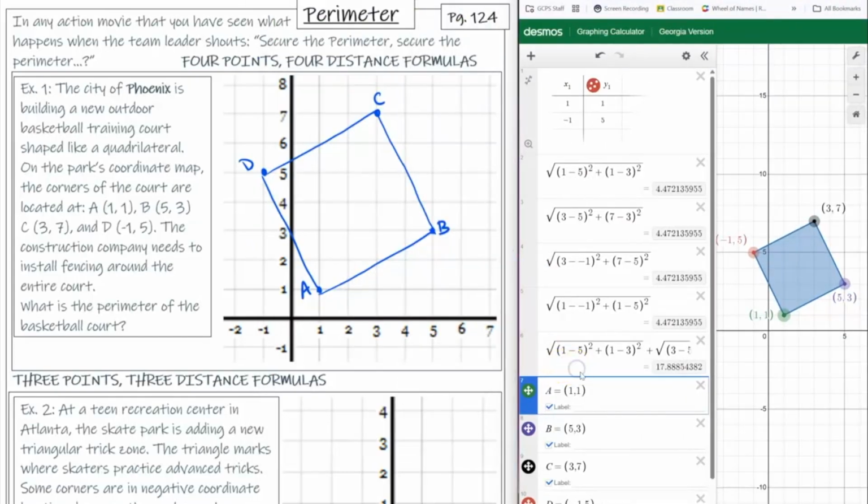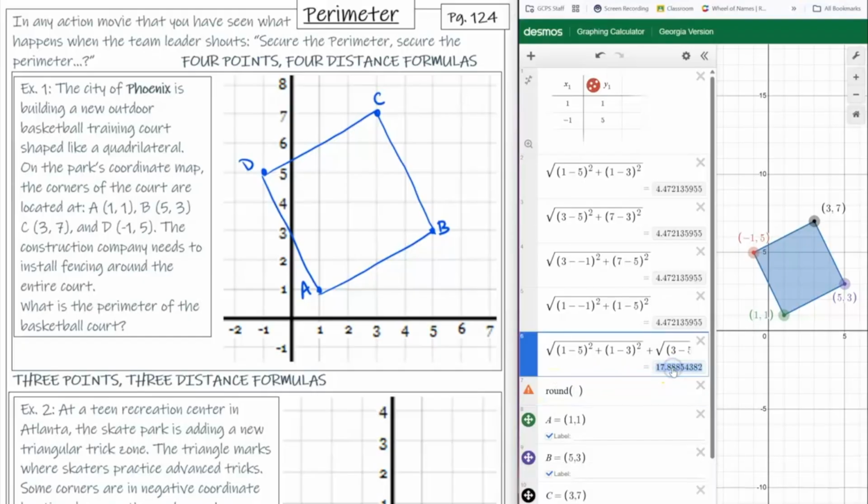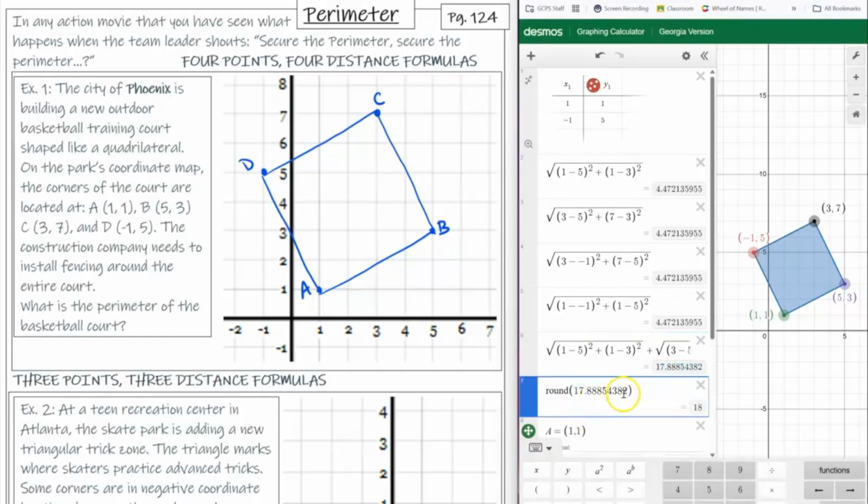So my next line would say round. And then I would want it to round this. Control C, Control V. Comma to whatever. So if it's the nearest whole number, 0, so it'll be 18. To the nearest 10th, 1, so it'll be 17.9. To the nearest 100th, 17.89, just depending on what the question is. So I'm going to let our practice problems take care of that.